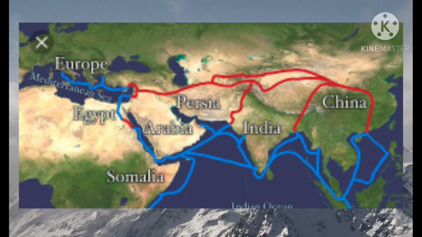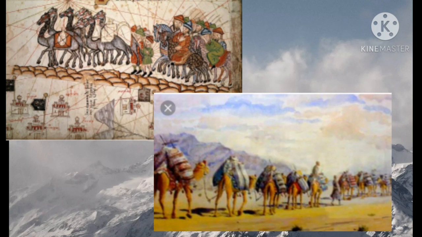So this was especially meant for trading, and from China the silk went to the west, and from the west wool, gold, silver, everything came to the east. So this road is approximately 6400 kilometers long. So now you understood, children, why this road was called the Silk Road, because silk trading was done through this road. That is why it was called Silk Road.